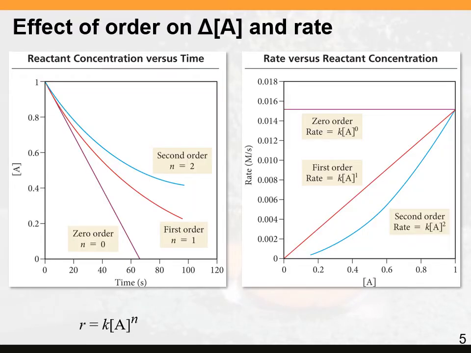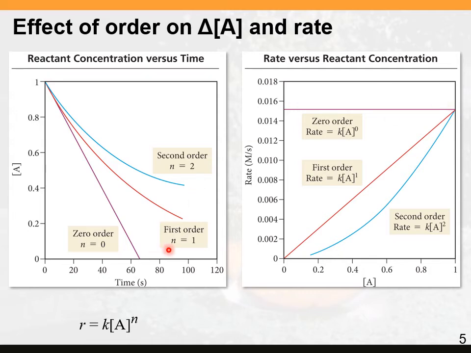These two graphs may help us understand the effect of order on reactant concentration and rate. For a zero order reaction, concentration decreases linearly at a constant rate, hence the straight line on the second graph. Rate is constant throughout the reaction. Rate is independent of concentration.